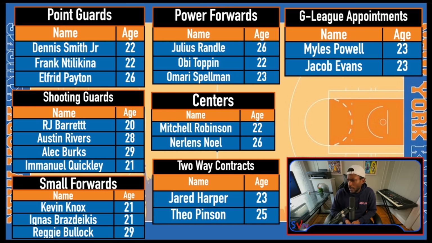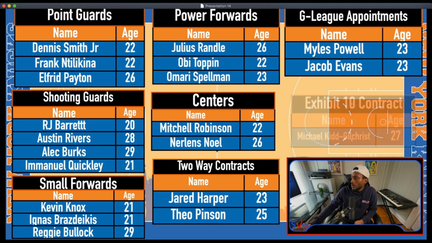I don't see any more space for additional guards, honestly. Like right now, if you just look at the screen, you have 7 guards here, or 7 players that could play guard, and then you have another 2. So that's 9 guards, and it's a 15-man roster. That's a little excessive.